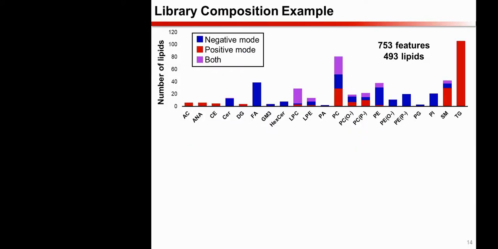So to give you an example of what a single library might be comprised of, here we have a sample-specific library which has over 750 features from both positive and negative mode. And this boils down to about 500 unique lipids when you consolidate any lipids that have multiple adducts or that we're annotating in both ionization modes.